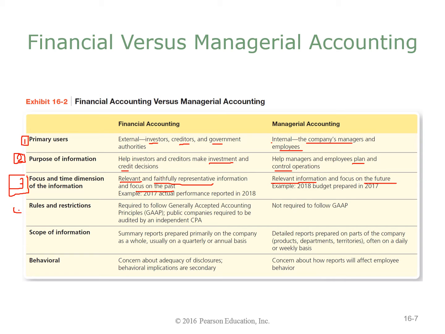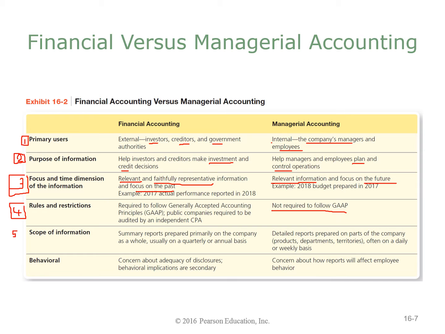Number 4: what are the rules and restrictions for each type of accounting? In financial accounting, we are required to follow generally accepted accounting principles or the national accounting standards used in each country. The public company is required to be audited by an independent CPA, and at the end of the year, an independent certified public accountant comes to make sure that the company has complied with the standards. But in managerial accounting, we are not required to follow GAAP because this is an internal issue. We don't need to comply with specific rules or regulations.